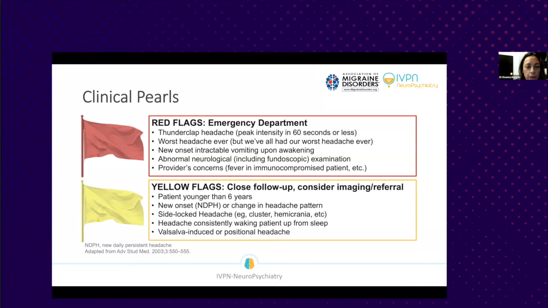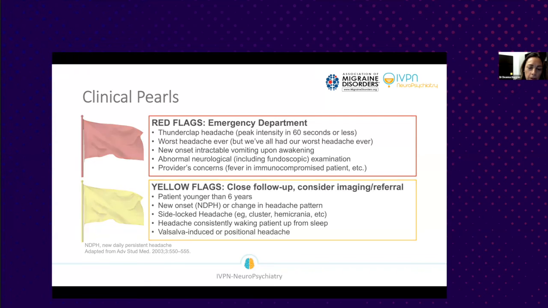So clinical pearls for the clinician: when you're faced with these red flags, you're seeing these patients and you're concerned, what is their disposition? What should you do? So for thunderclap headache, or the worst headache of their life, they've never had a headache this bad before, then we send them to the EC. Also, if it's intractable vomiting upon awakening, we send them to the emergency center. Any kind of abnormal neurologic finding, including fundoscopic exam, and then any concern specifically with regard to fever, when we're worried about a central nervous system infection, we send them directly to the emergency department for prompt evaluation.